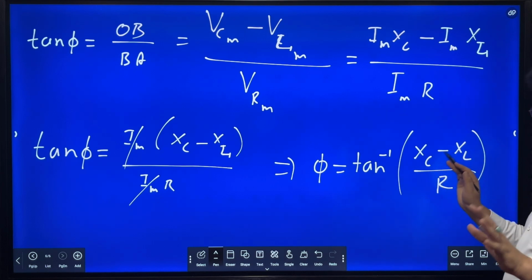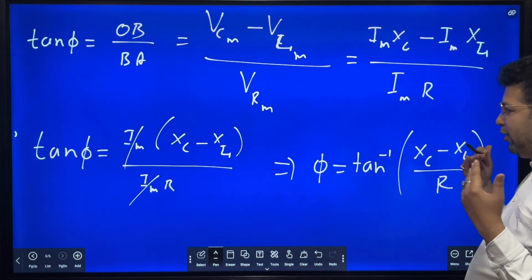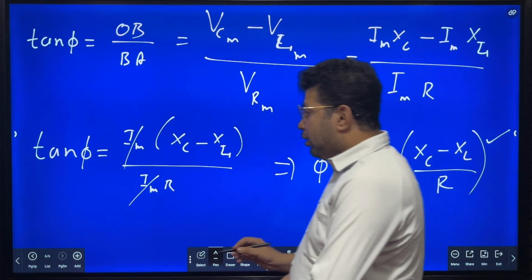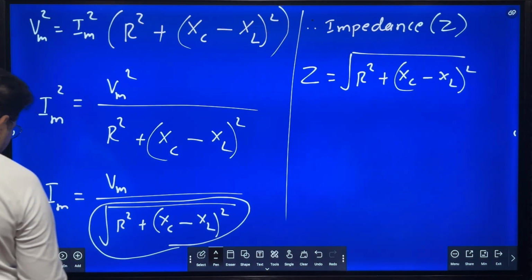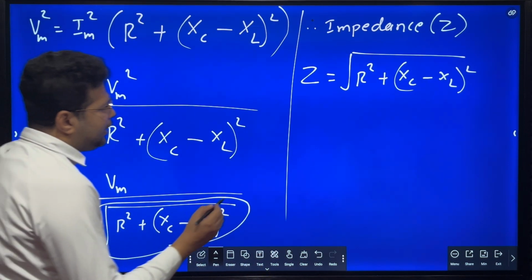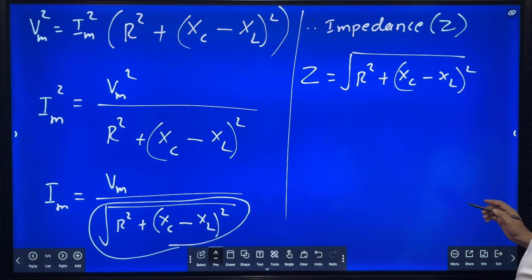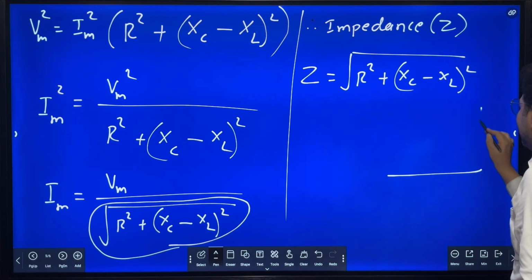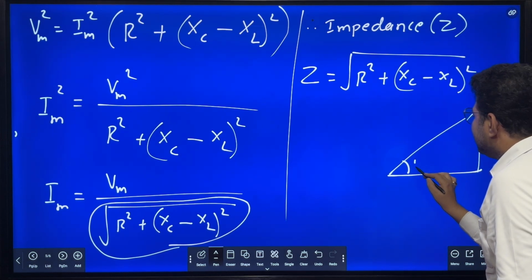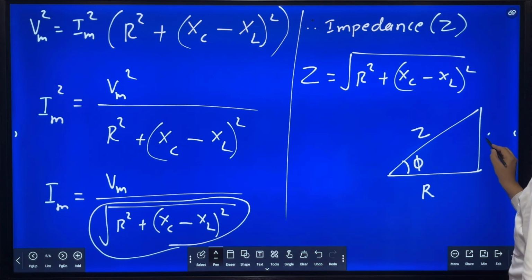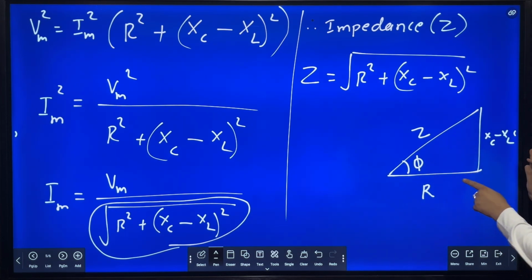So the derivation is over. We have found Im and we have found the phase difference. One more thing that is given in NCERT: if you look at NCERT, they have given a diagram called the impedance diagram. If you look at this equation, we can write a diagram like this. This is Z, this is R, and this is XC minus XL. Okay, this is a right angle triangle.